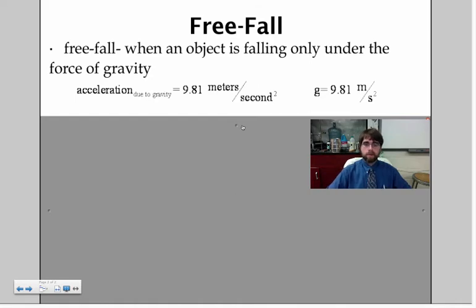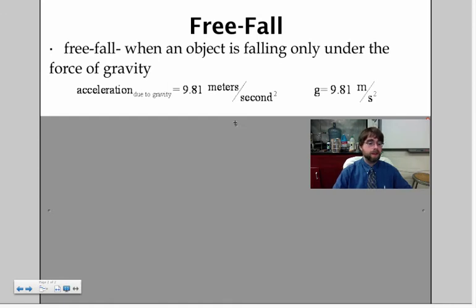Keep in mind when you're solving a problem, if you don't know an acceleration and you feel like you have two unknowns in a problem, it might be that the object is falling and that your acceleration you always know. g is equal to 9.81 meters per second squared. We're also going to try to do a lab about this where we try to find this value.